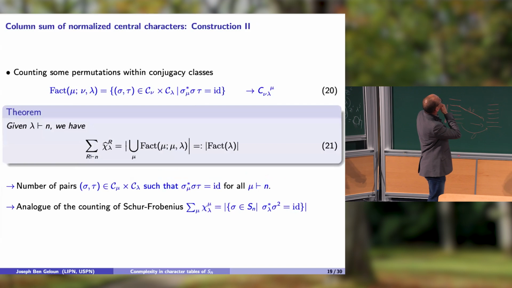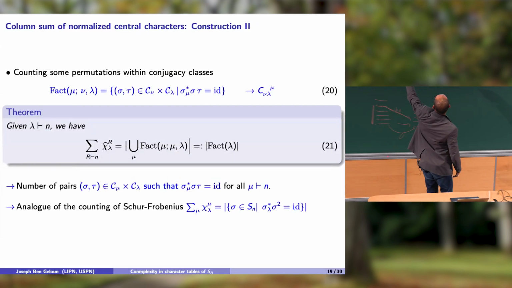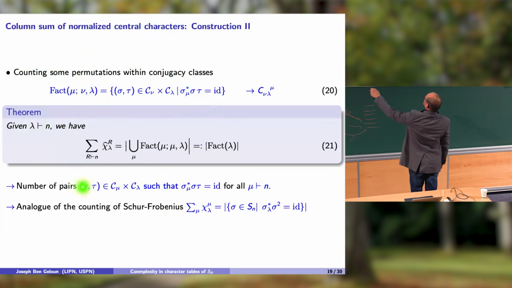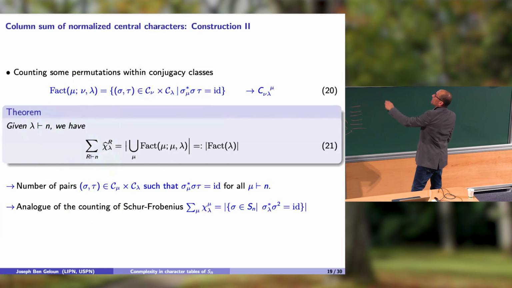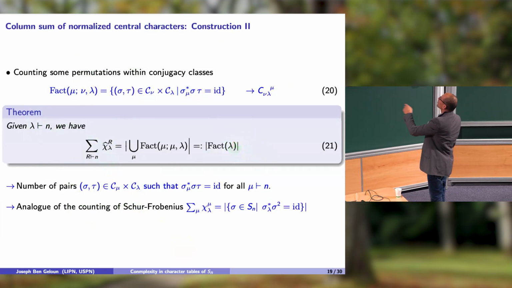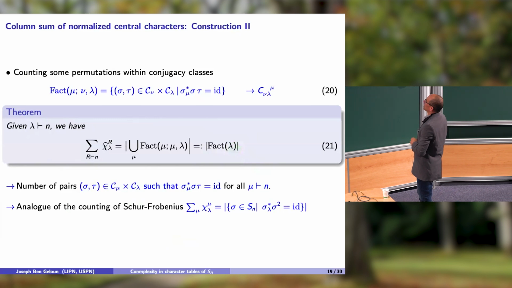Let me move on. All right, so this is a set. I'm just writing what I said in a set theoretical sense. This is what you have here. Well, the last sum is just to take the union over all partitions, and you produce a big set that I call here factorized lambda.